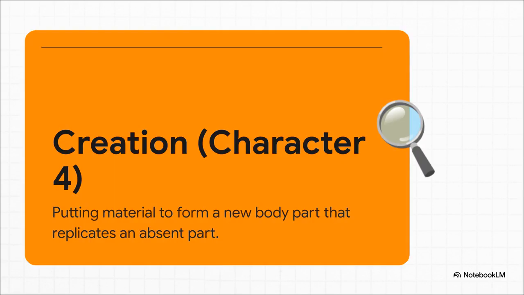And finally, we arrive at the very last root operation, creation, character 4. Creation is used for a super narrow range of procedures. It involves putting in or on biological or synthetic material to actually form a new body part. In practice, this is specifically used for gender reassignment surgeries, like the creation of a vagina in a male, and corrective procedures for individuals with congenital anomalies.